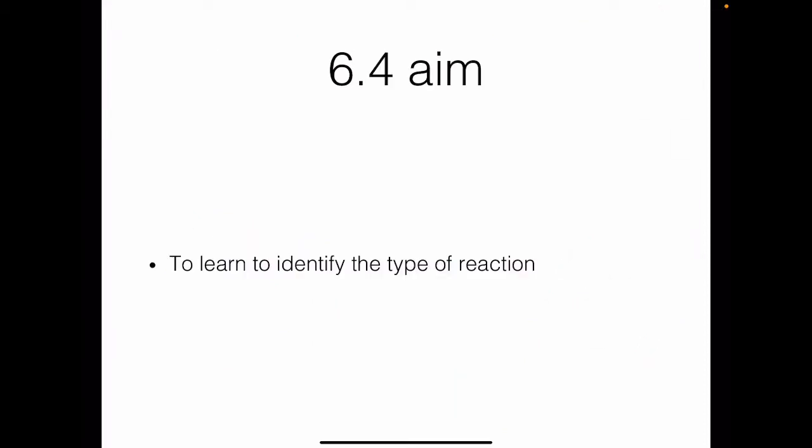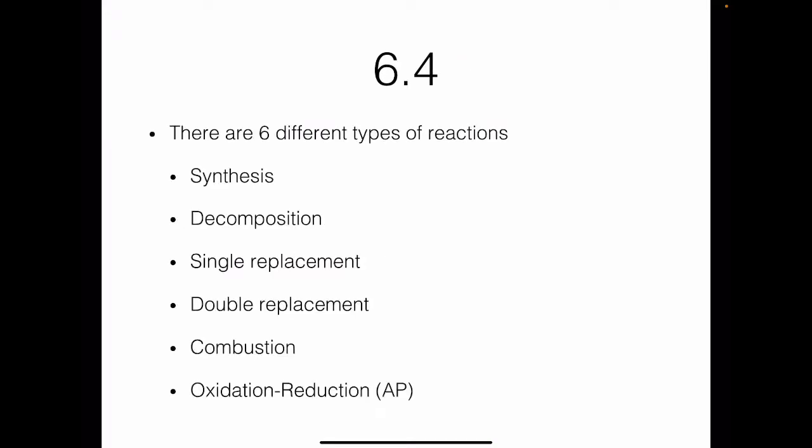The last step in the process of correctly writing an equation to represent a reaction is to be able to identify the type of reaction that we have. And there are several different types of reactions. This can help us if we know in the statement what type of reaction we have. This can help us predict products. So 6 different types of reactions, and we'll go over examples of each.